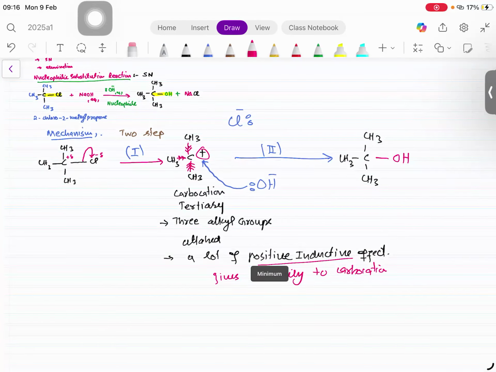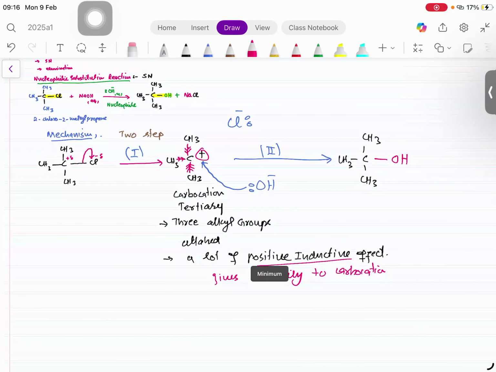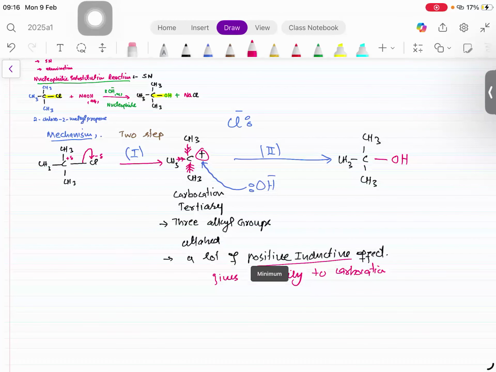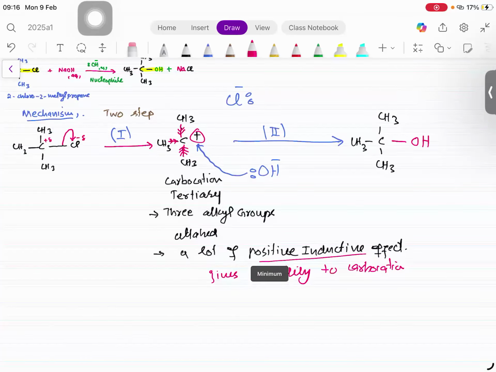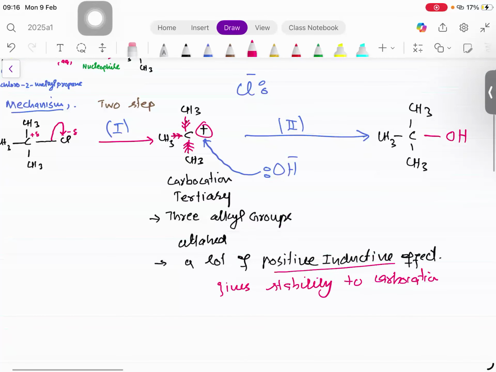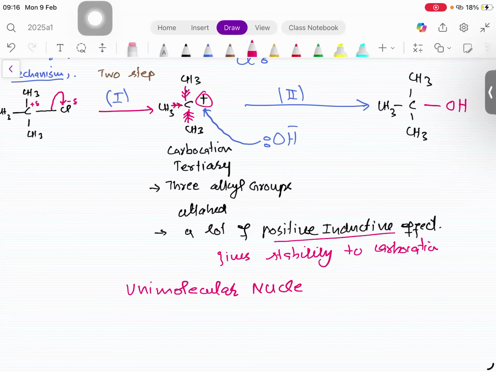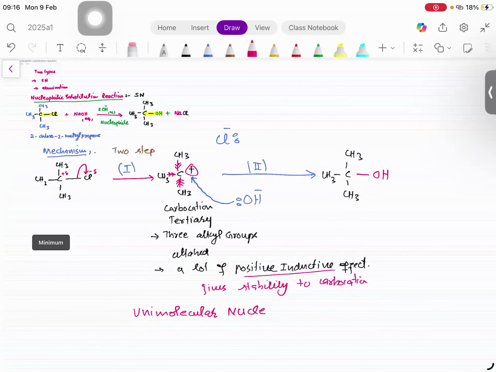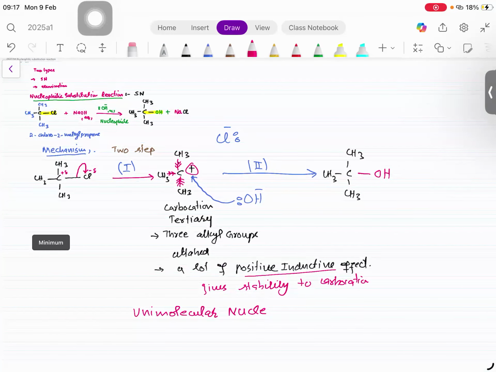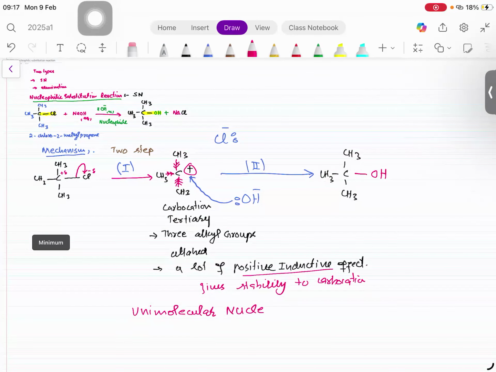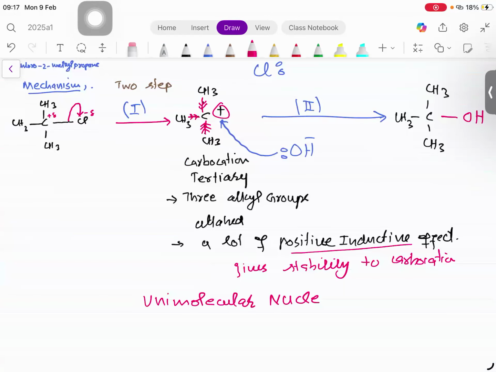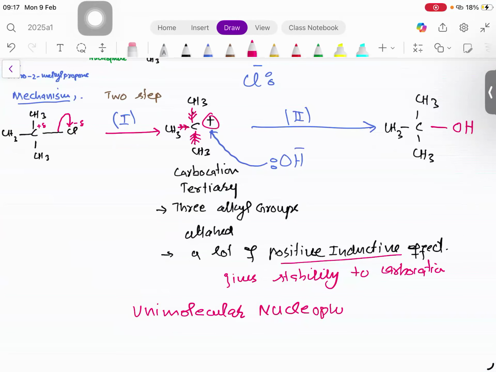It is straightforward, but the explanation is how, after the departure of Cl, the carbocation is stabilized because of 3 alkyl groups on the carbon giving a positive inductive effect. And this mechanism is known as SN1, unimolecular nucleophilic substitution. NaCl is the other product, but at this moment I just represented how Cl left and turned into Cl negative. So this is known as unimolecular nucleophilic substitution.